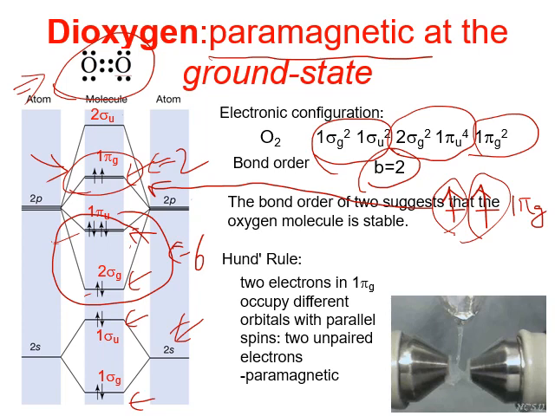And so here is the experiment with liquid oxygen. When a strong magnetic field is applied, the liquid oxygen will be attracted to the magnetic field. And if you do the experiment for other molecules, you don't see this. So this example shows that molecular orbital theory is very useful to explain and predict molecular properties that the Lewis dot structure cannot.